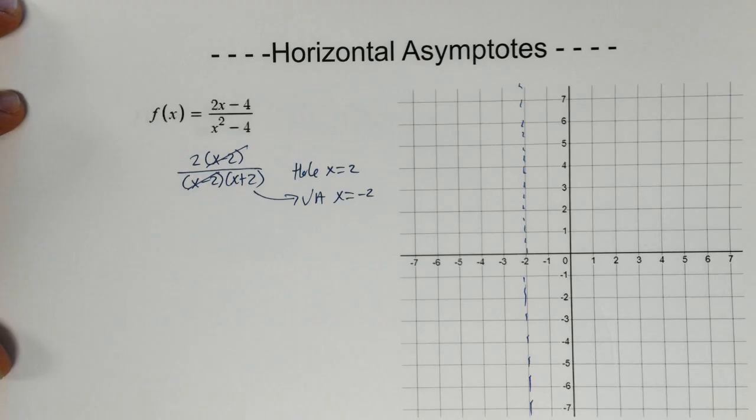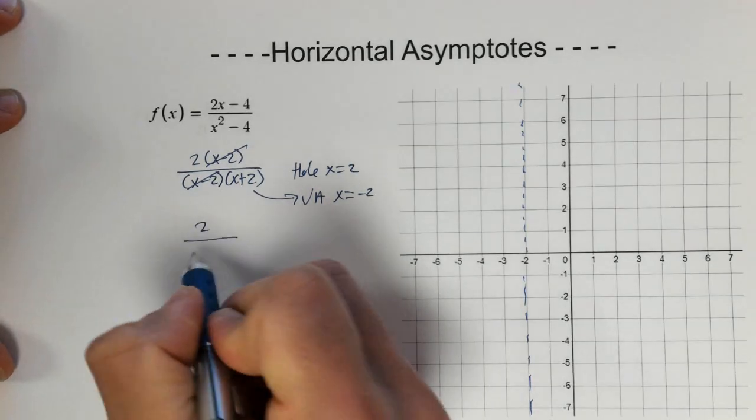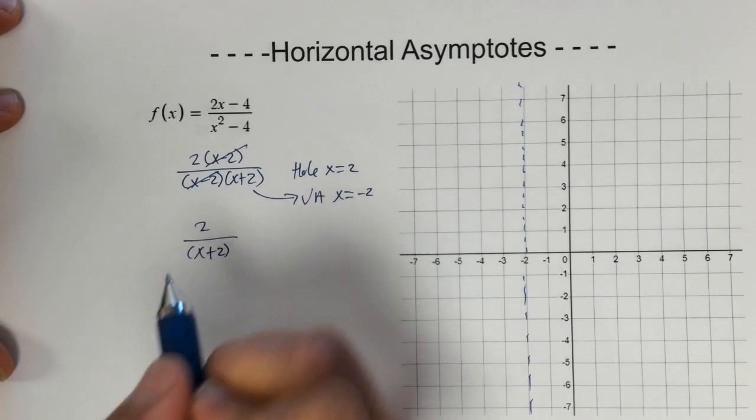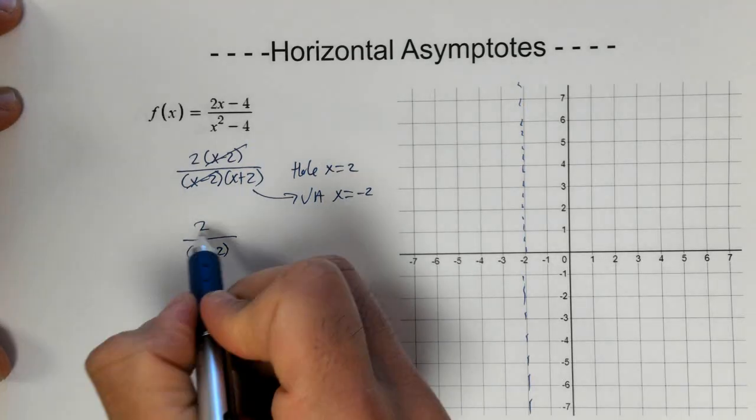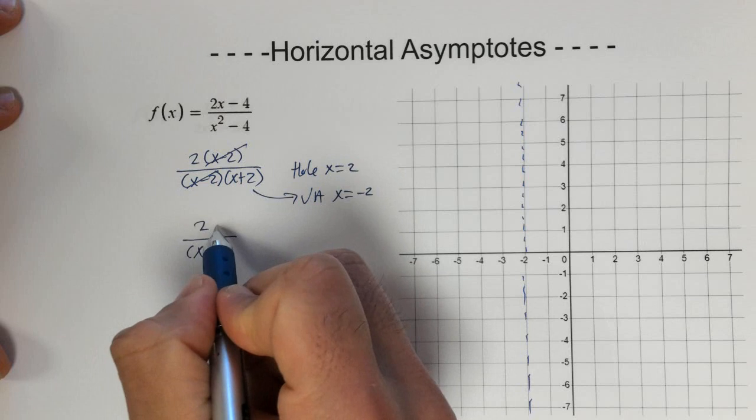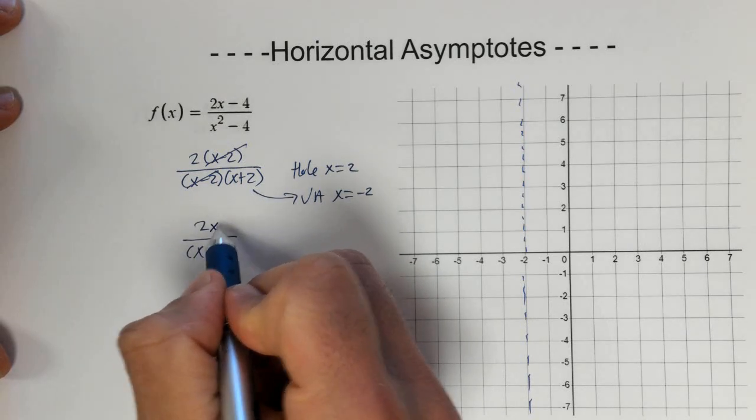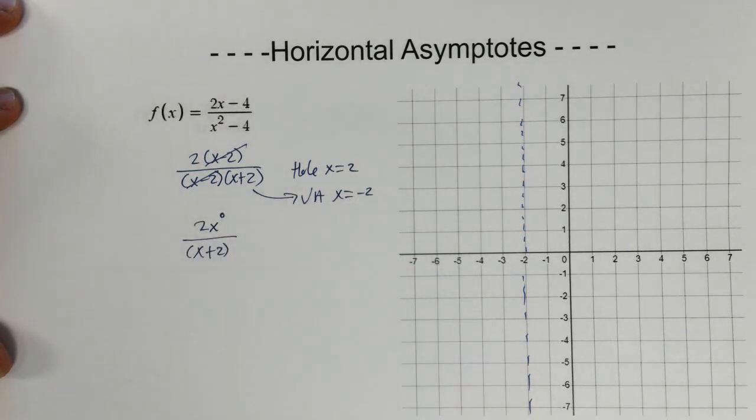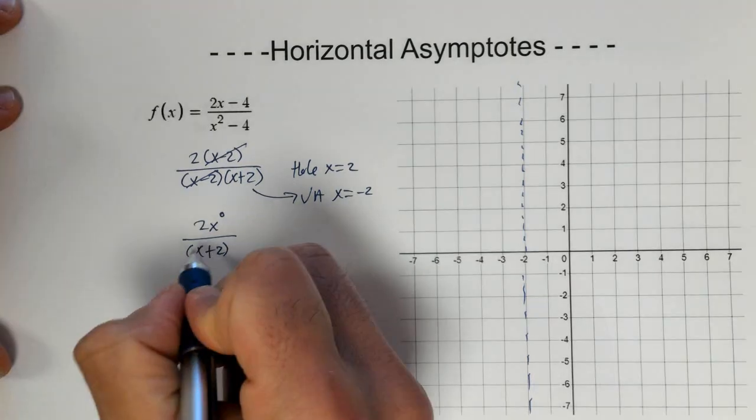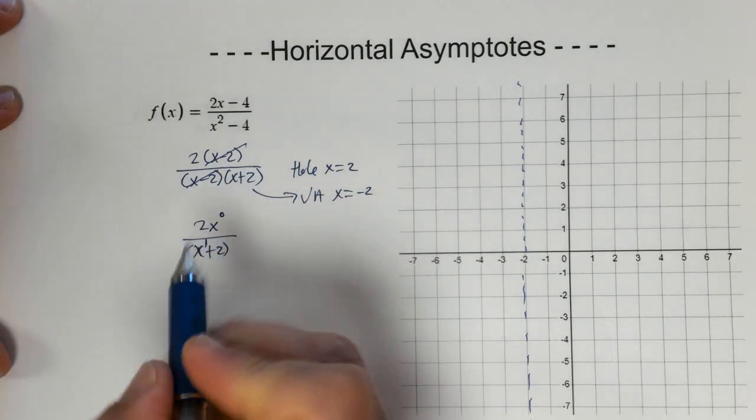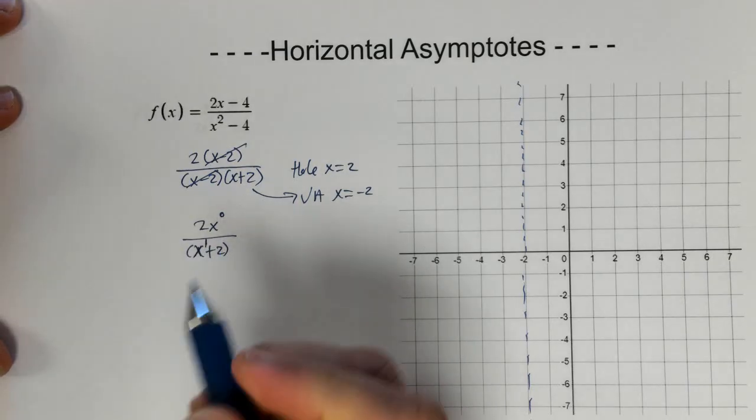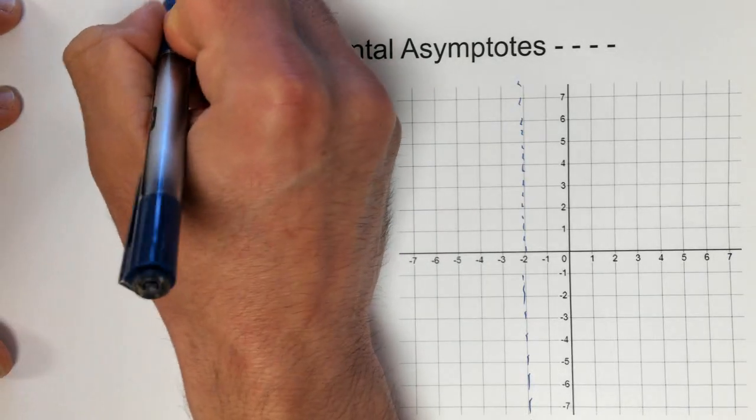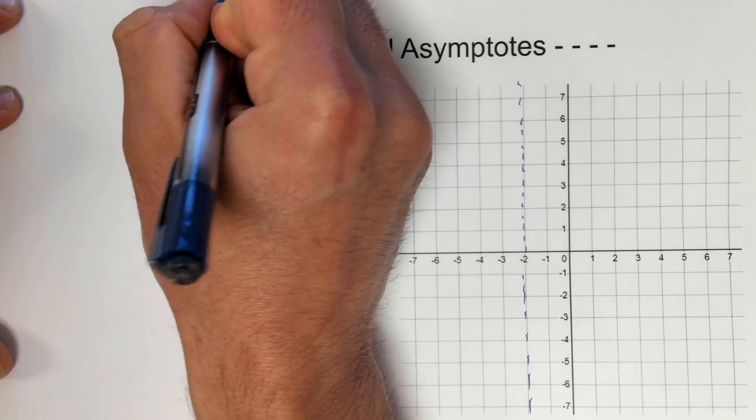Now, notice how I'm left with 2 divided by x plus 2. Well, what is the highest exponent that I have on the numerator? On the numerator, there's no variable with exponents, so technically I have x to the 0 power. There's 0 x's on top, and there's 1 x in the bottom. Notice how for this problem, the numerator is less than the denominator. So top is less than the bottom.